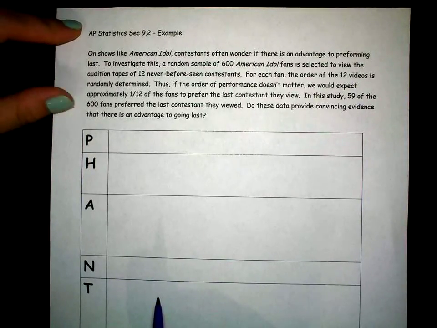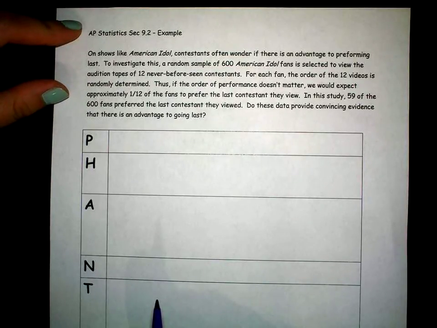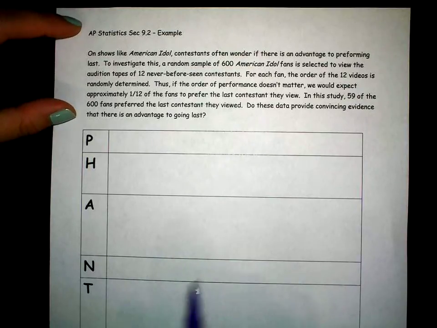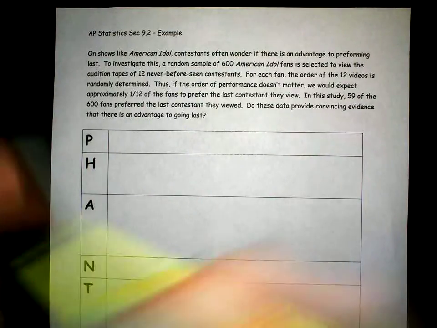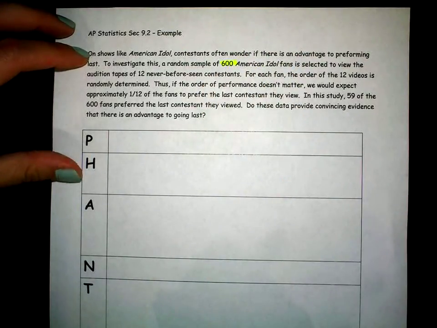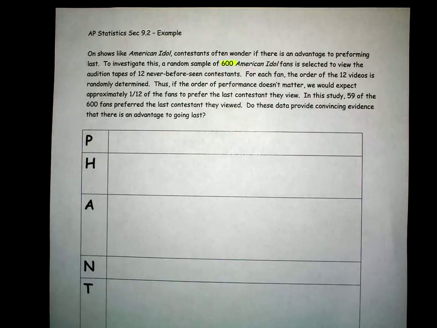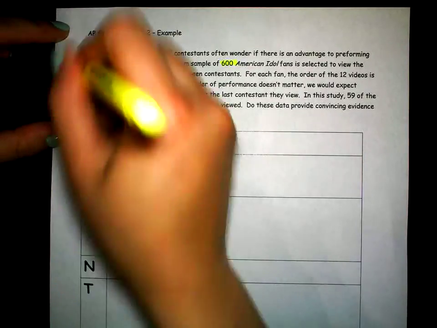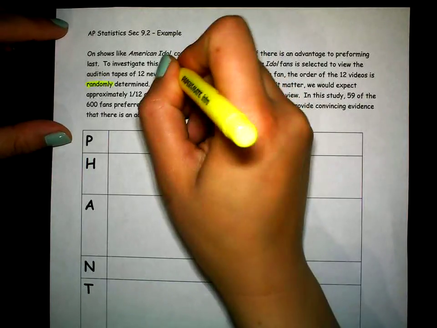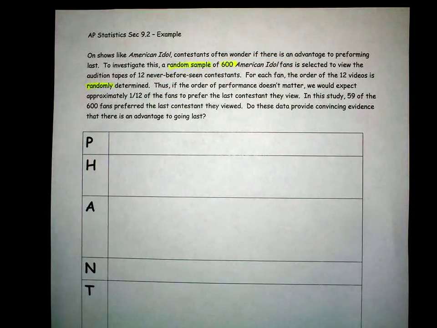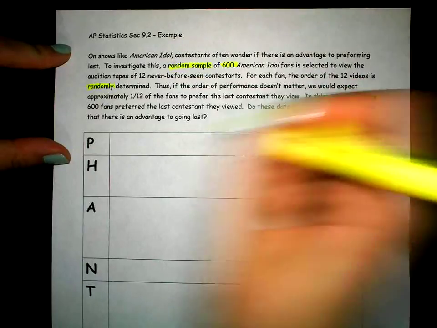On shows like American Idol, contestants often wonder if there's an advantage for performing last. To investigate this, a random sample of 600 American Idol fans, and I'm just going to highlight a few things. So 600 is our sample size, is selected to view audition tapes of 12 never-before-seen contestants. For each fan, the order of the 12 videos is randomly determined, so it's random. Thus, this is also a random sample up here. Thus, if the order of performance doesn't matter, we would expect approximately 1/12 of the fans to prefer the last contestant they view. In this study, 59 of the 600 fans preferred the last contestant they viewed. Do these data provide convincing evidence that there's an advantage to going last? So 59 out of 600.